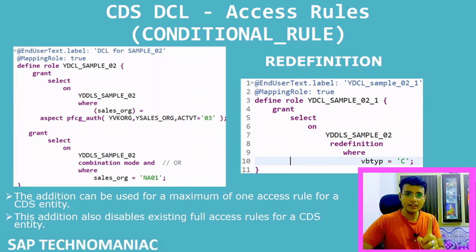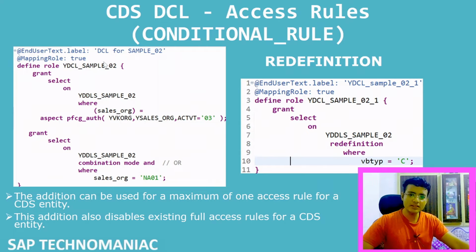One way I already told you: just create another DCL or another access control for this particular CDS entity and give entire access. But instead of giving grant full access, I want to give my own condition instead of the SAP condition. In that case, we can use this redefinition.